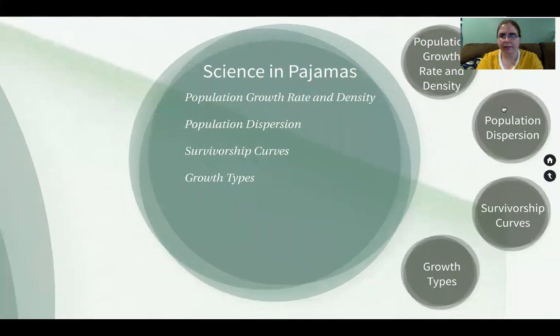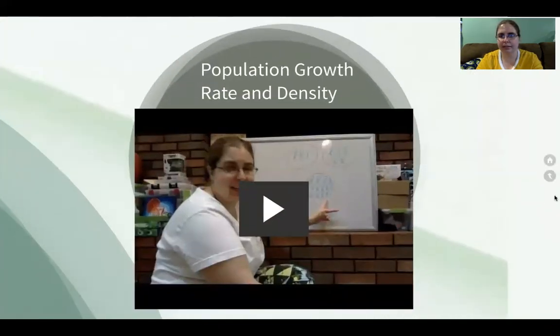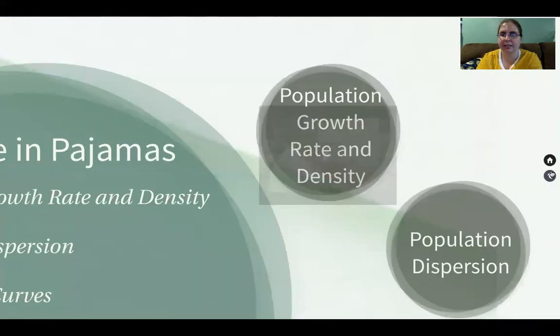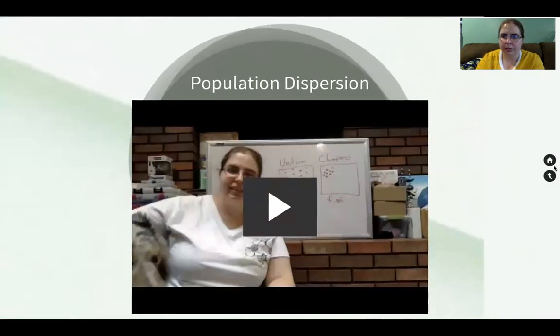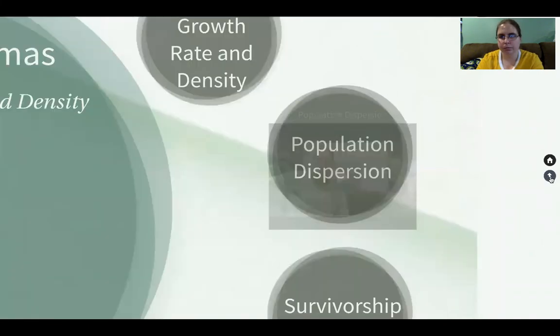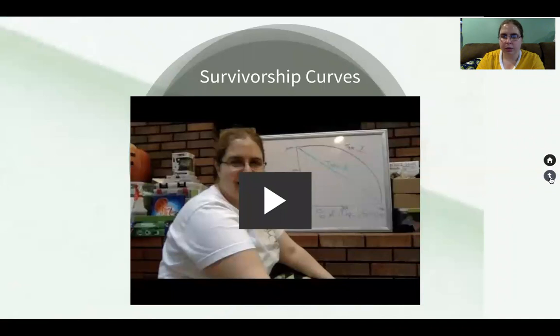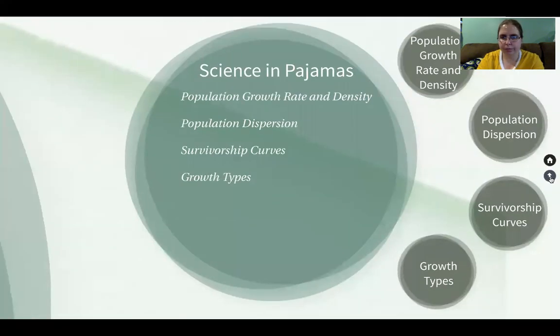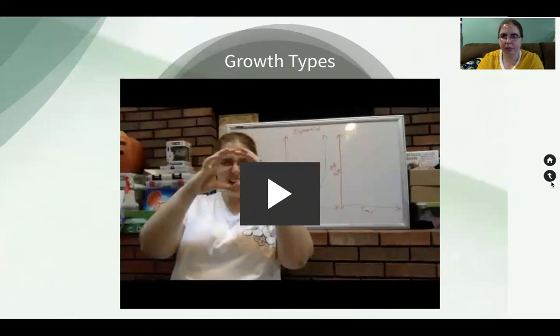And then we have population dispersion. We look at the 3 different dispersion types: clump, uniform, and random. And then we have the survivorship curves. So we explored those 3. And then we have growth types. We'll talk about those as well.